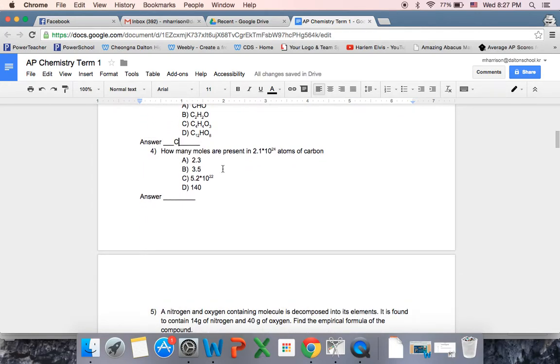How many moles are present in 2.1 times 10 to the 24 atoms of carbon? How many atoms are in 1 mole? Well, we should remember Avogadro's number, 6.022 times 10 to the 23 is 1 mole. So we can divide 2.1 times 10 to the 24 by 6.02 times 10 to the 23, giving us the answer of B.